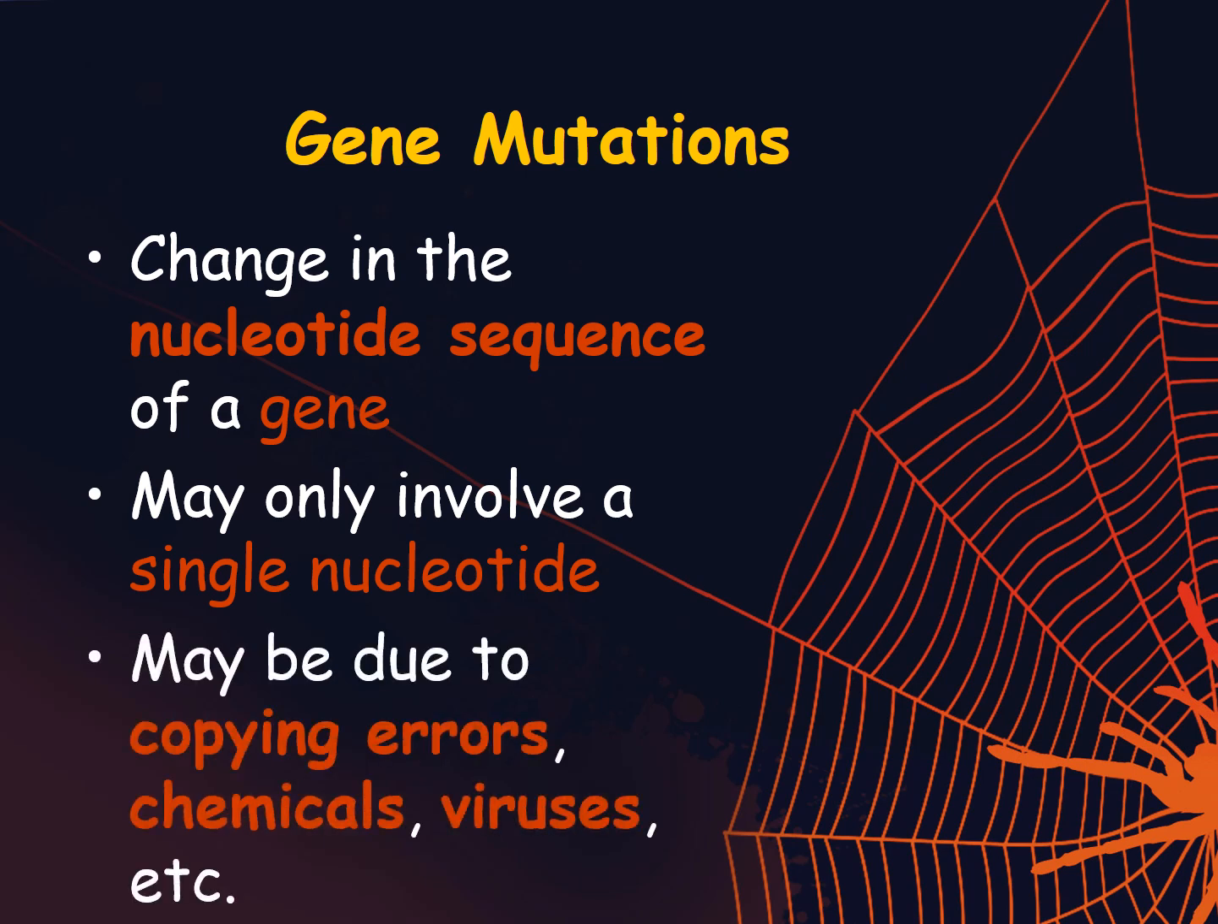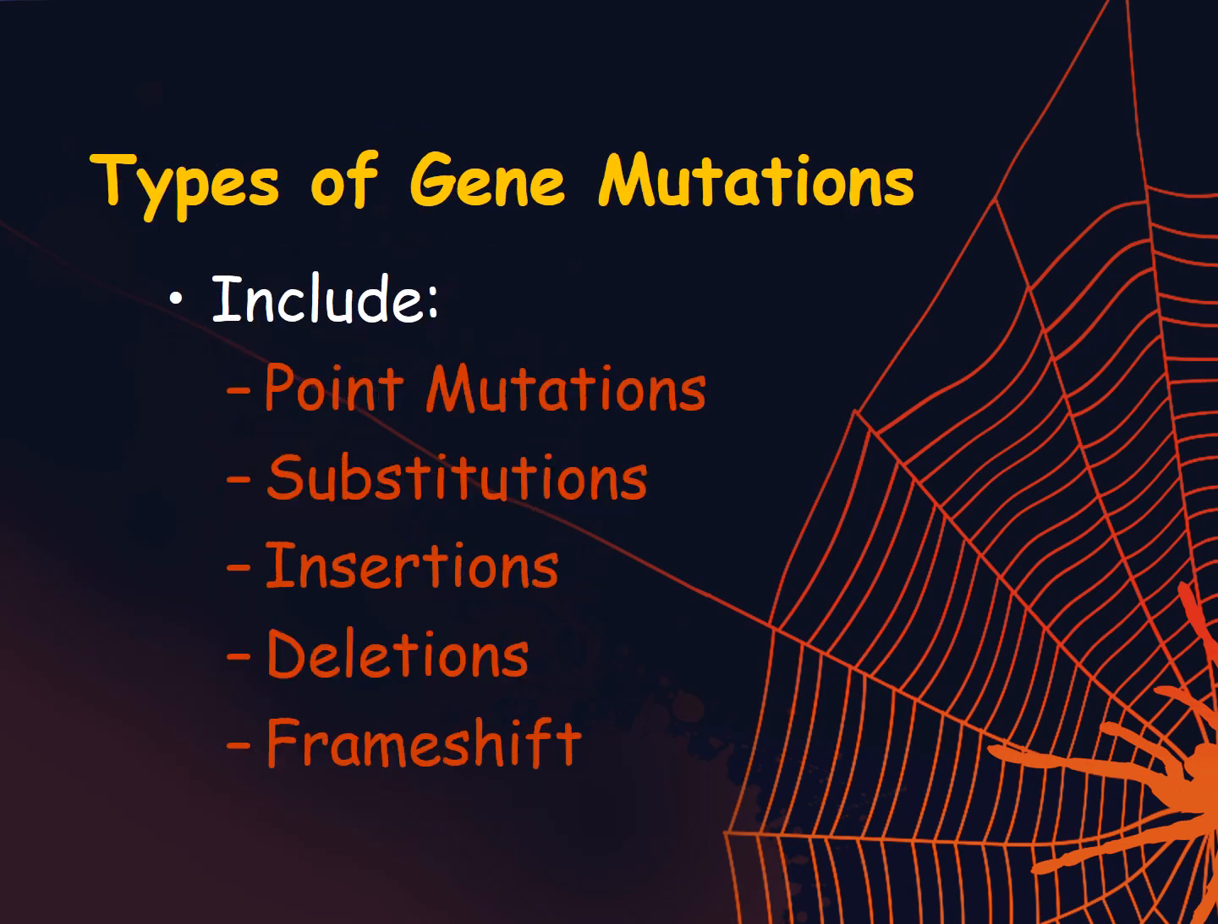But it could be due to some sort of copying error. There could be chemicals that have interfered with the process. There are viruses that will interfere with the process. There's all sorts of things that can cause these errors. So we have point mutations, substitutions, insertions, deletions, and frame shifts that we're going to talk about. And what you're going to find is some of these are overlapping.